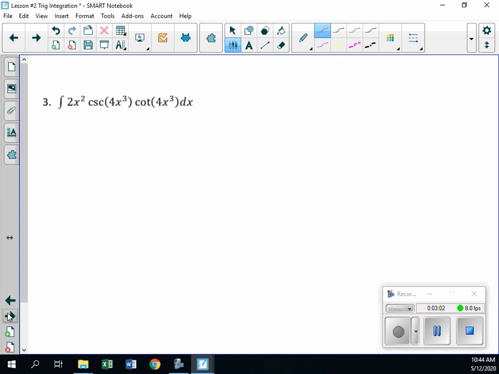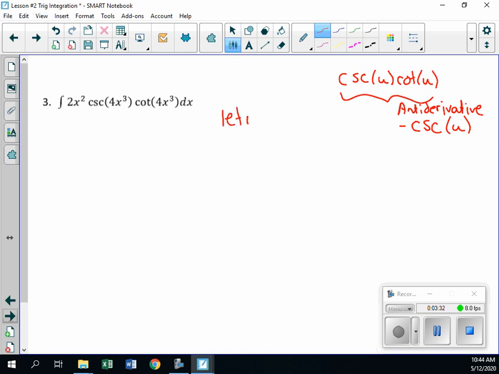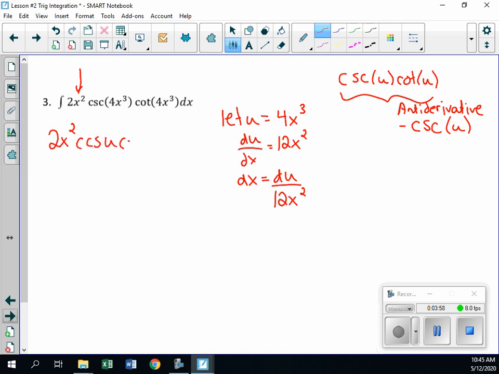Example number 3, I know these are not easy, but remember that when you have cosecant u cotangent u, the antiderivative of this is negative cosecant. You just need to know what the antiderivatives are, which are on your formula sheet. So here, if I let u equal that angle again, du/dx is 12x squared, and dx is du over 12x squared. I know I need that u substitution because I have a product here. So I'm going to get my 2x squared cosecant u cotangent u du over 12x squared.